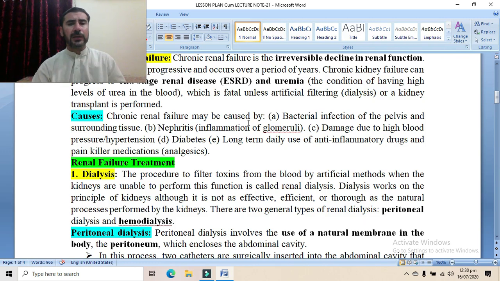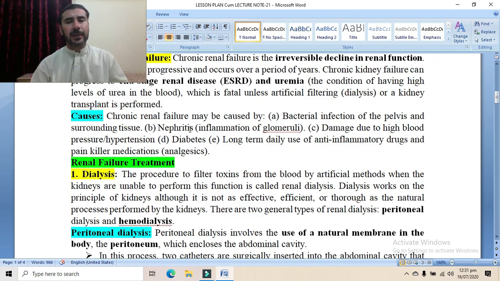Chronic renal failure may be caused by bacterial infection of the pelvis and surrounding tissues. Yes, whenever there is bacterial infection of the kidney, the pelvis region of the kidney and surrounding tissues, if this infection lasts a long time, slowly and gradually the pelvis and the surrounding tissues are broken down, they are damaged. As a result, chronic kidney failure will occur.